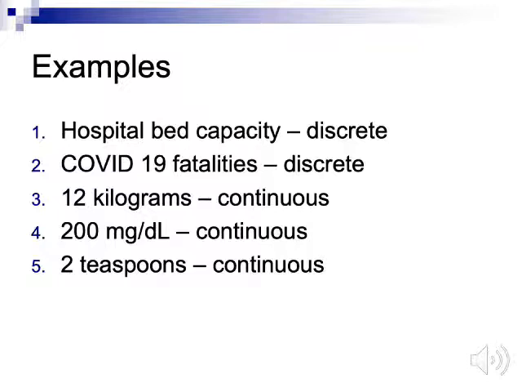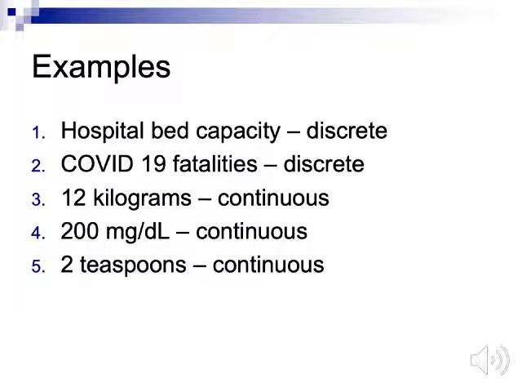12 kilograms is continuous because it's a product of measurement. Although it's a whole number there, it doesn't take a decimal point, since it is a result of measurement, that's continuous. Like the 200 milligram per deciliter, that's continuous, and 2 teaspoons also is continuous.